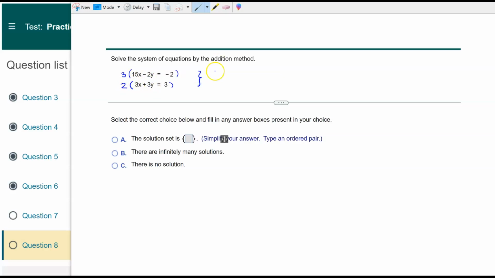Then this becomes 45x minus 6y equals -6. So you multiply both sides by the same number. And then 2 times 3x is 6x, and then 2 times 3y is positive 6y, and 2 times 3 is 6. Then you can add them.